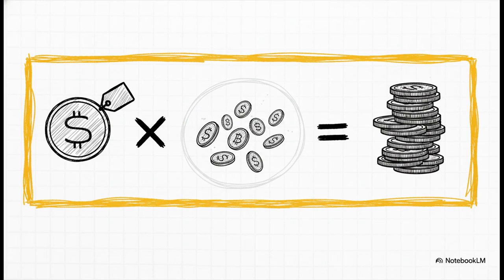And the math? Super, super simple. All you do is take the current price of one single token and multiply it by the number of tokens that are out there in circulation. That's it. Boom. You've got the project's value for today.